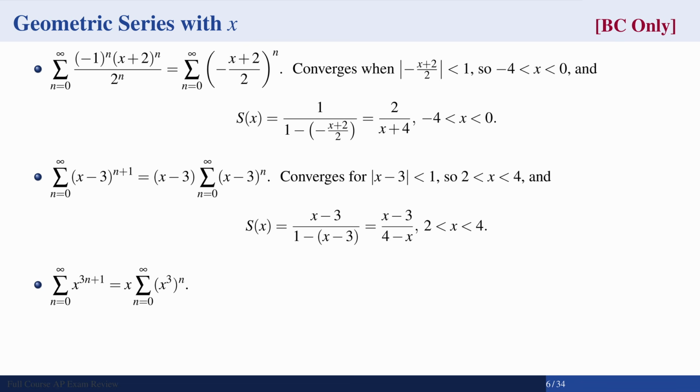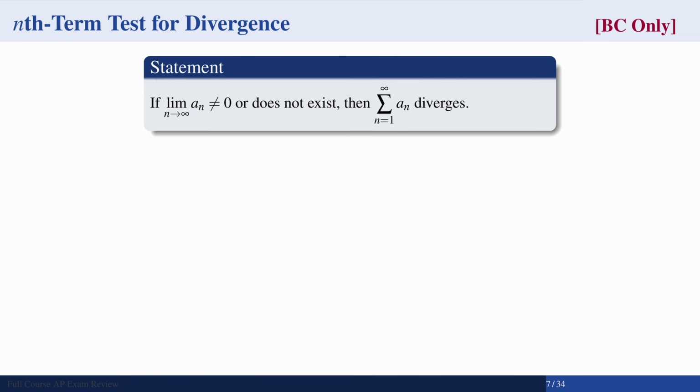And then for the third one, we have x to the 3n plus 1, which means it's really x times the quantity x cubed to the n. So r is x cubed. That's going to converge if the absolute value of x cubed is less than 1, which means the absolute value of x is less than 1. And our sum is the first term, what we get when we plug in 0, which is just x over 1 minus the ratio. Okay, for geometric series, it's easy to tell if you converge or diverge. It's just about the absolute value of r.